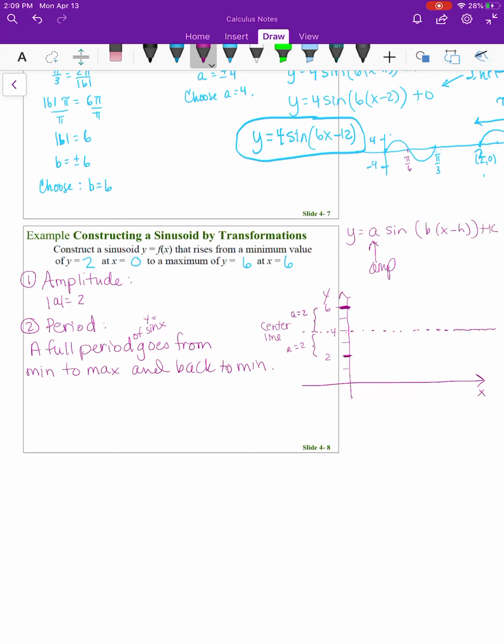So if I know that it rises from a min of 2 and then to a max of 6, and then back to a min of 2, and that's my full period, then this sinusoid goes from min to max in x equals 6 units.